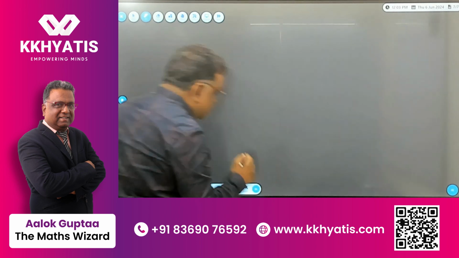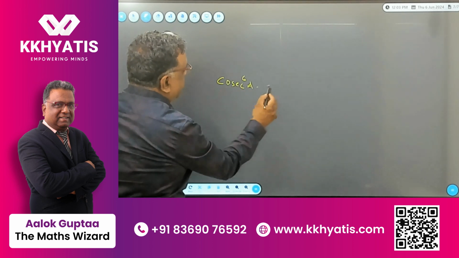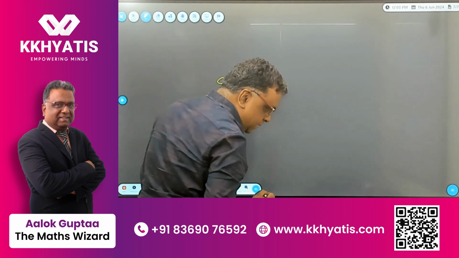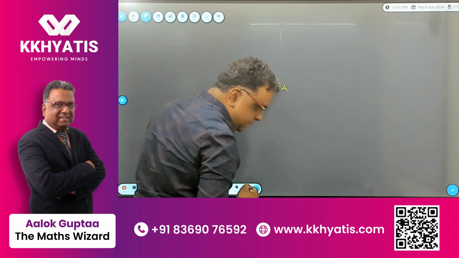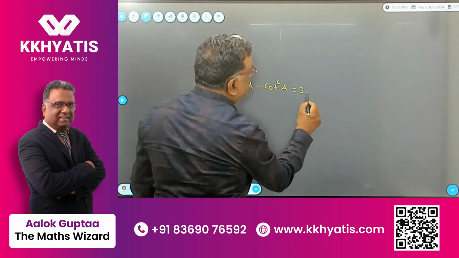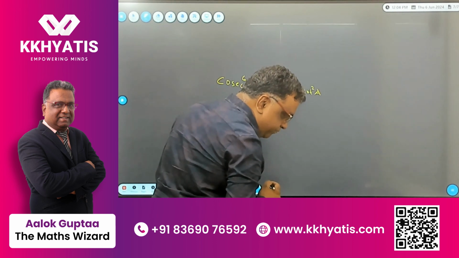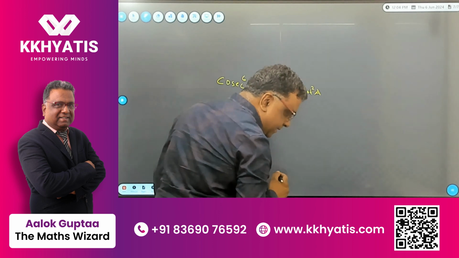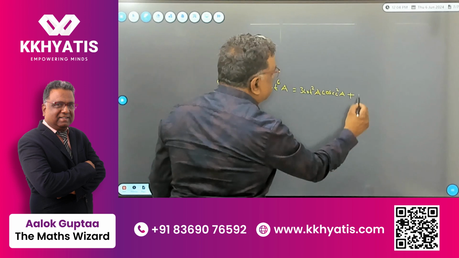So the sum goes, you have to prove cosec raised to 6A minus cot raised to 6A is 3 cot square A cosec square A plus 1. This is what we have to prove.